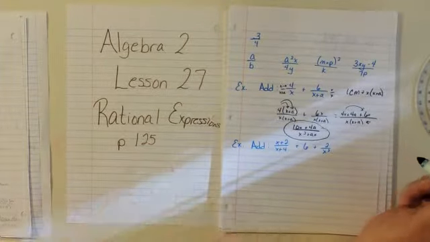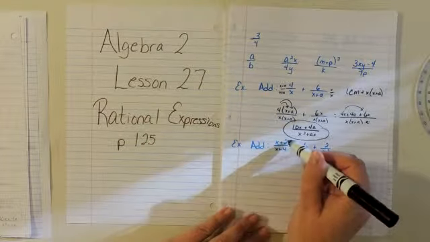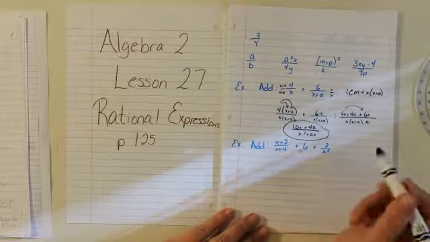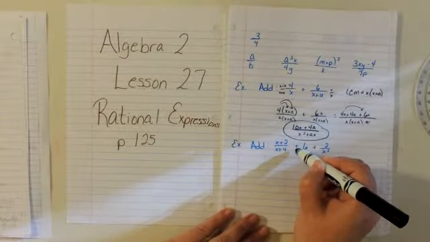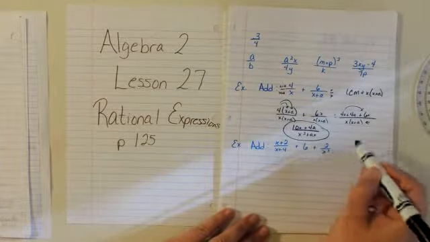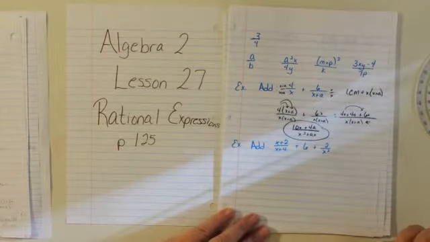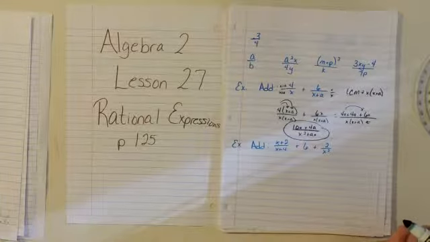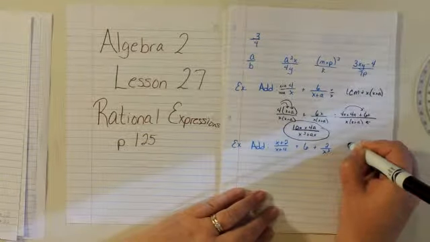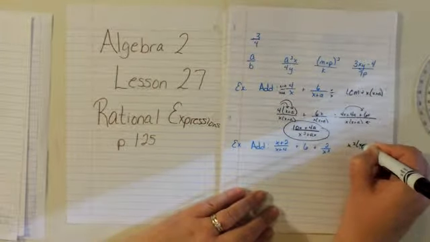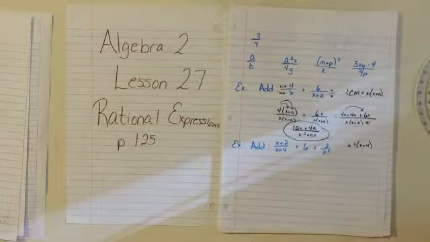Let's try another one. We have x plus 2 over x plus 4 plus 6 plus 2 over x squared. Okay? The lowest common multiple is going to be x squared times (x plus 4).